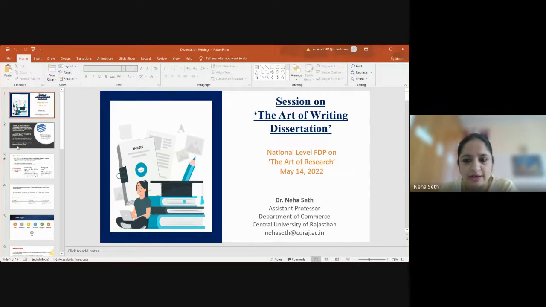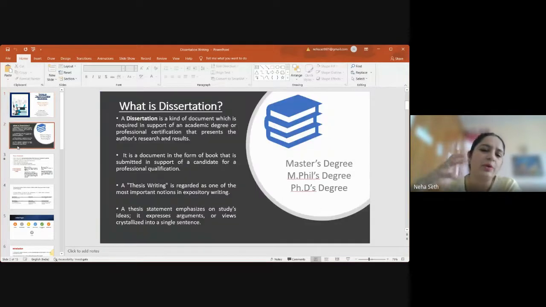Okay, so coming straight to the topic, what do we actually mean by dissertation? Basically, dissertation is a kind of document. It is presented in the form of a book. It's required in support of any academic degree or a professional certification that presents the author's research and results.